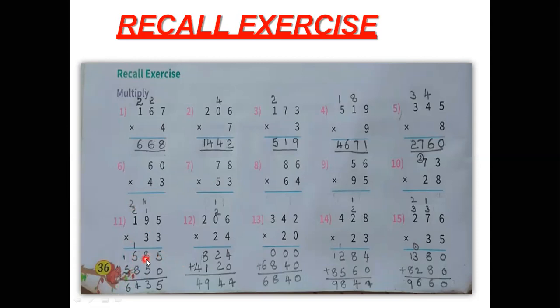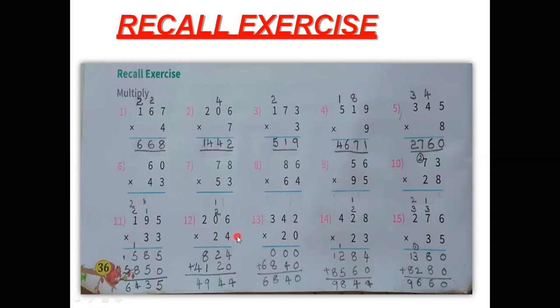Then what you have to do is add these two numbers. So when we add 5 plus 0, we will get 5, and 8 plus 5 you will get 13. So in 13, 1 we will carry here and 3 we will write in the tens place here. Next 5 plus 1 is 6, and 6 plus 8 you will get 14. So 1 you will carry here and 4 we will write down. 5 plus 1 is 6. So now when you multiply 195 with 33, we will get the answer 6435.